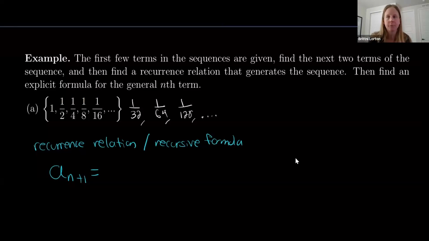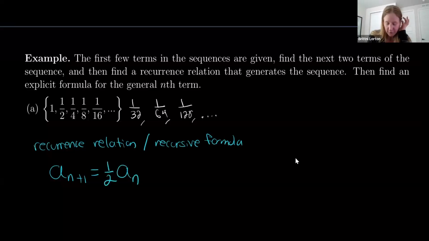What's happening each time? It looks like the denominator is getting bigger by a multiple of 2 each time. It's just doubling each time. But that's happening on the bottom of the fraction, so it's not doubling, it's multiplying by 1/2 each time because it's happening on the denominator. So that means that it is the previous term multiplied by 1/2.